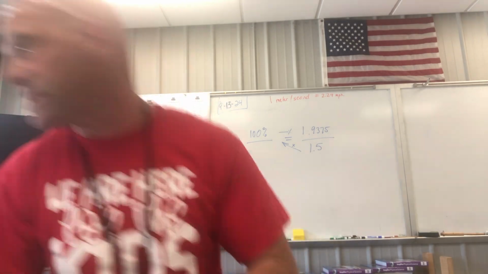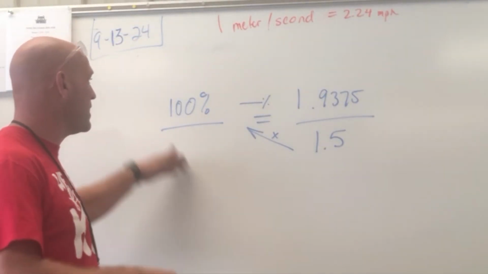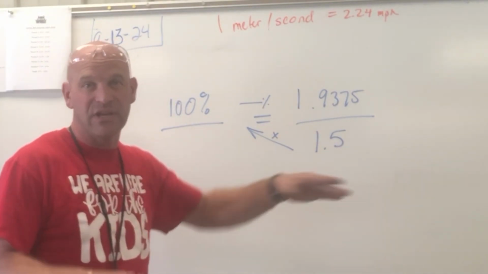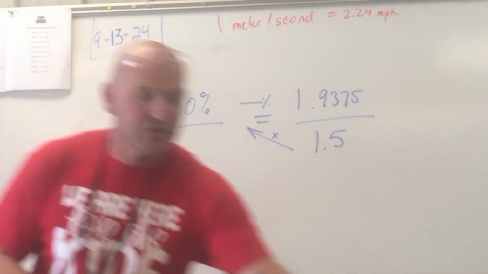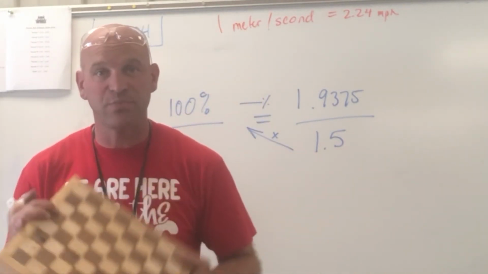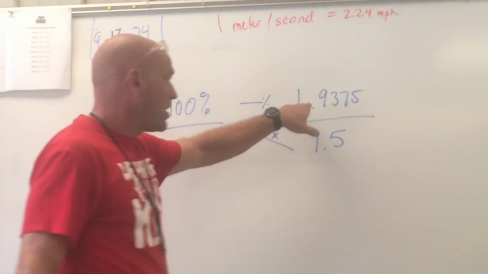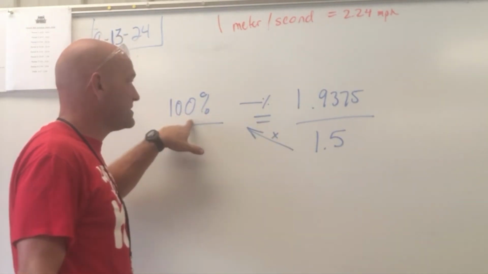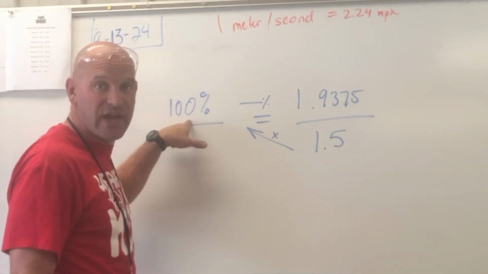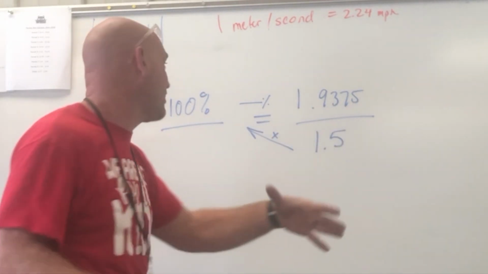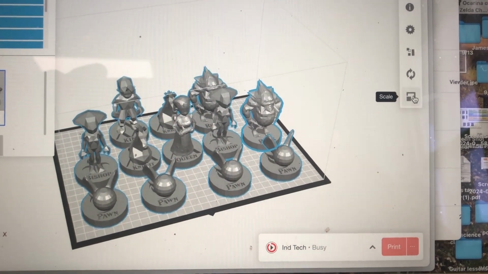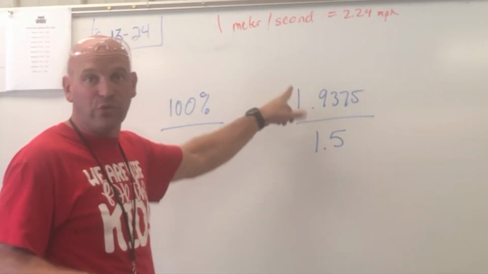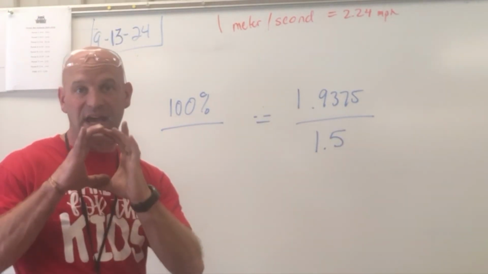So the way that looks is we knew we wanted our piece to be 1.5 inches in diameter to fit those squares on our chessboard. So our actual measurement goes over what we want. This is equal to 100%. When we brought them in from the CAD file, it was 100% size. And that equals 1.9375 inches in diameter.